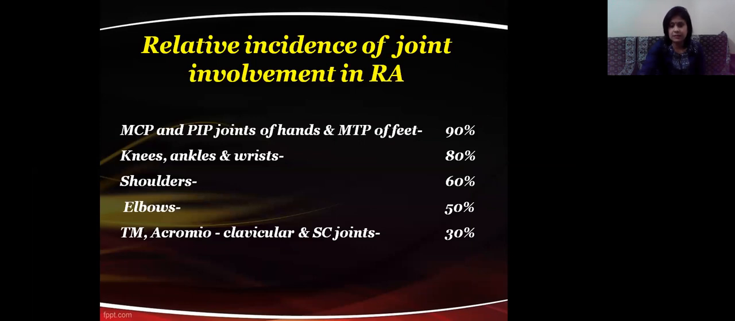This is the relative incidence of joint involvement in rheumatoid arthritis. The metacarpophalangeal and proximal interphalangeal joints of the hand and feet, and metatarsophalangeal joints of the feet, have 90% involvement incidence. Knees, ankles, and wrists 80%, shoulders are affected in 60% of cases, elbows in 50%, and acromioclavicular joints are affected in 30% of cases.